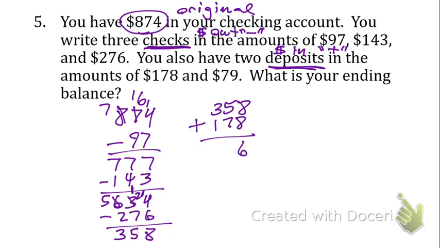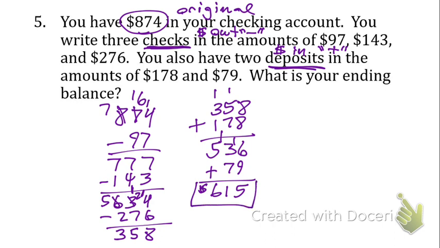So it'd be 16. That'd be 13. That'd be $536. And then $79. So I add that. That'd be 15. That would be 11. And that'd be 6. So our ending balance is $615.